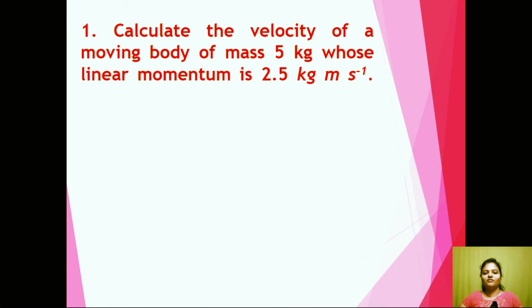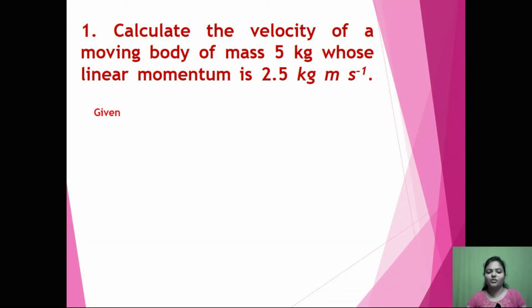Calculate the velocity of a moving body of mass 5 kg whose linear momentum is 2.5 kg meter per second. We will start the solution by writing the given. So m is equal to 5 kg and the linear momentum is given by 2.5 kg meter per second. We are supposed to find the velocity of the moving body.